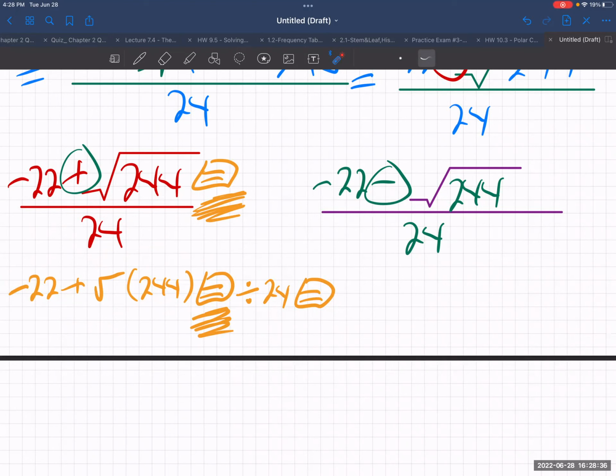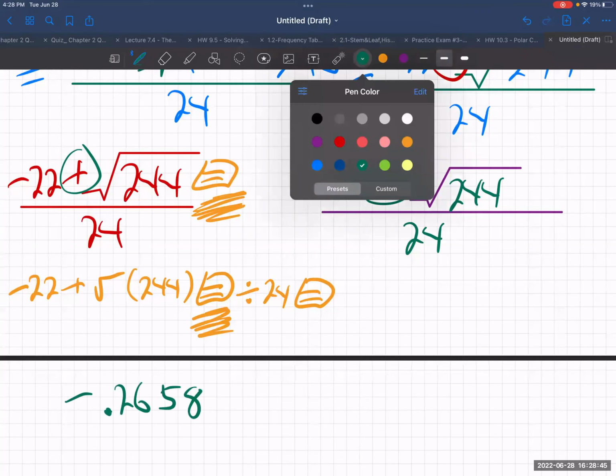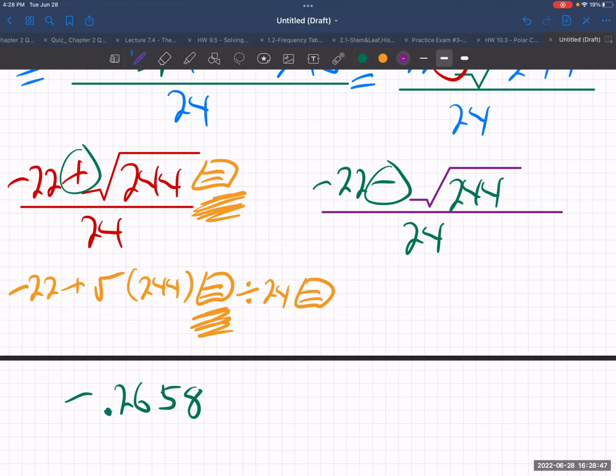I'm getting, for that answer, negative 0.2658. Now on the other side, I'm going to go negative 22 minus the square root of 244.